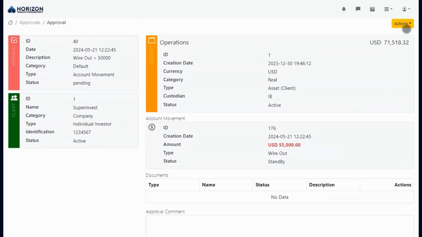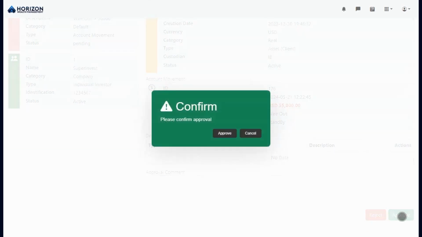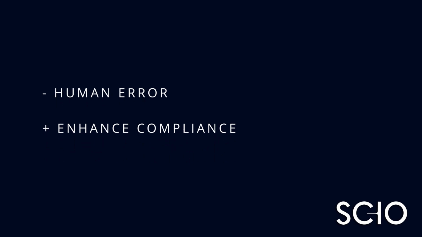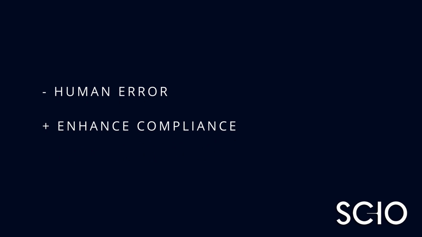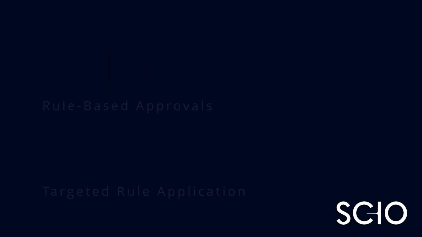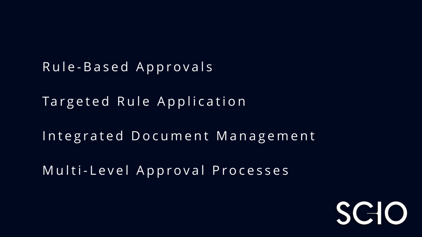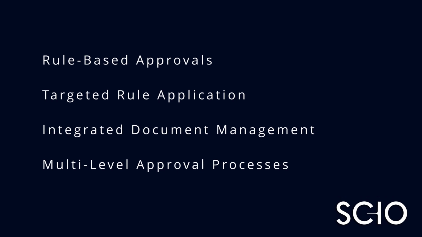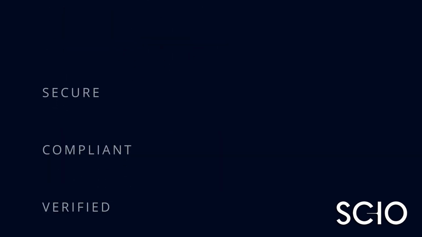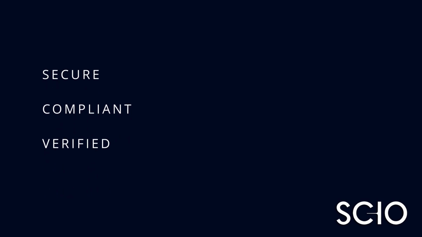The Approvals module is an essential tool for enforcing compliance and managing risk. By ensuring that every critical operation passes through a controlled approval process, you safeguard your operations against errors and enhance regulatory compliance. With the Approvals module from Sciotrade, you're not just executing transactions. You're ensuring each one is secure, compliant, and verified.